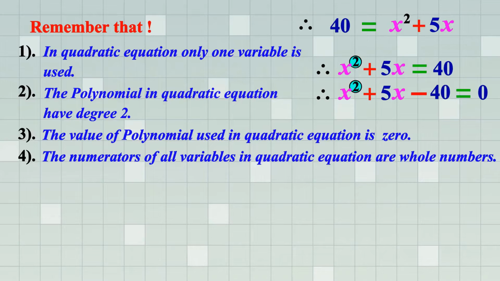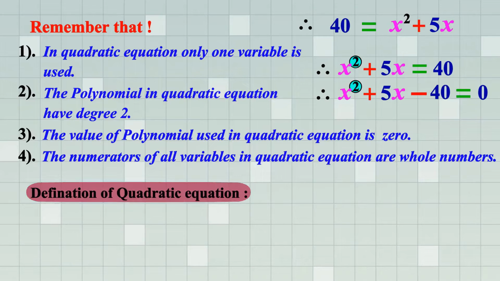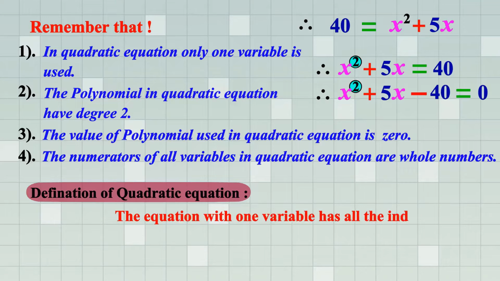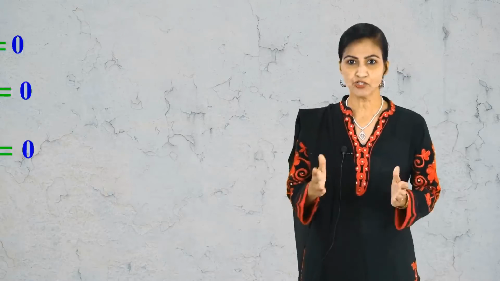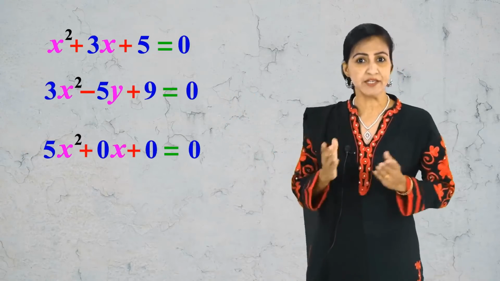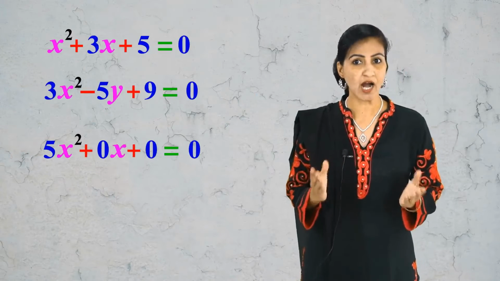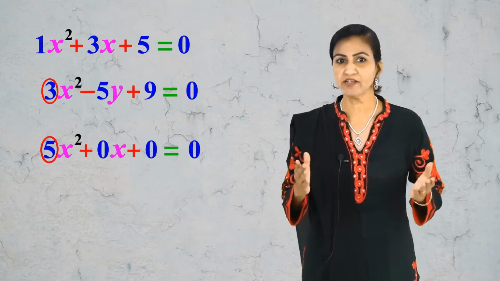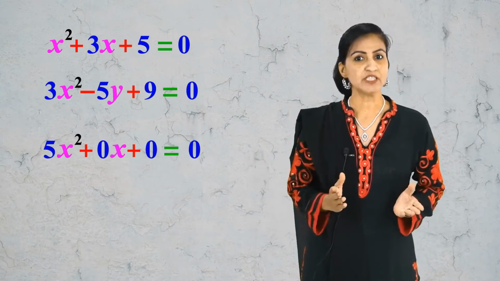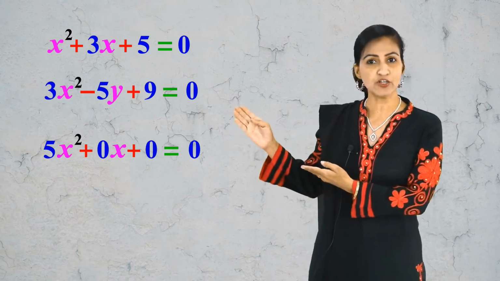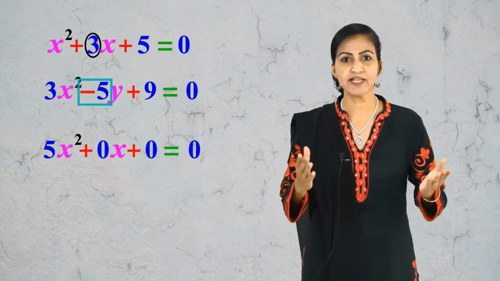That means, students, the quadratic equation can be defined as follows. The equation with one variable has all the indices as whole numbers and the highest index of variable is 2. This equation is called as quadratic equation. Students, see these equations. Here the coefficients of x square are 1, 3 and 5 respectively. That is, they are not 0. Now see the variable x. The coefficients of x are 3, minus 5 and 0.